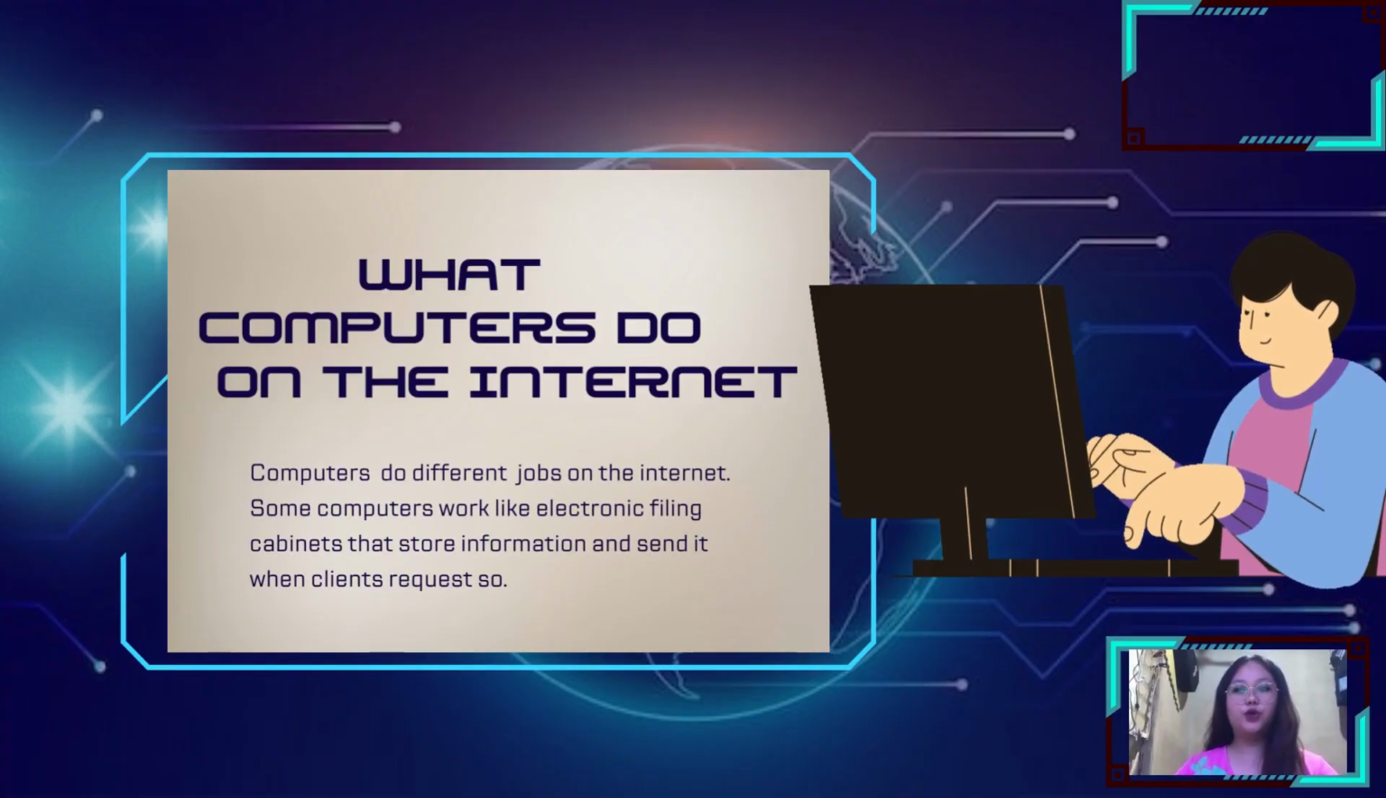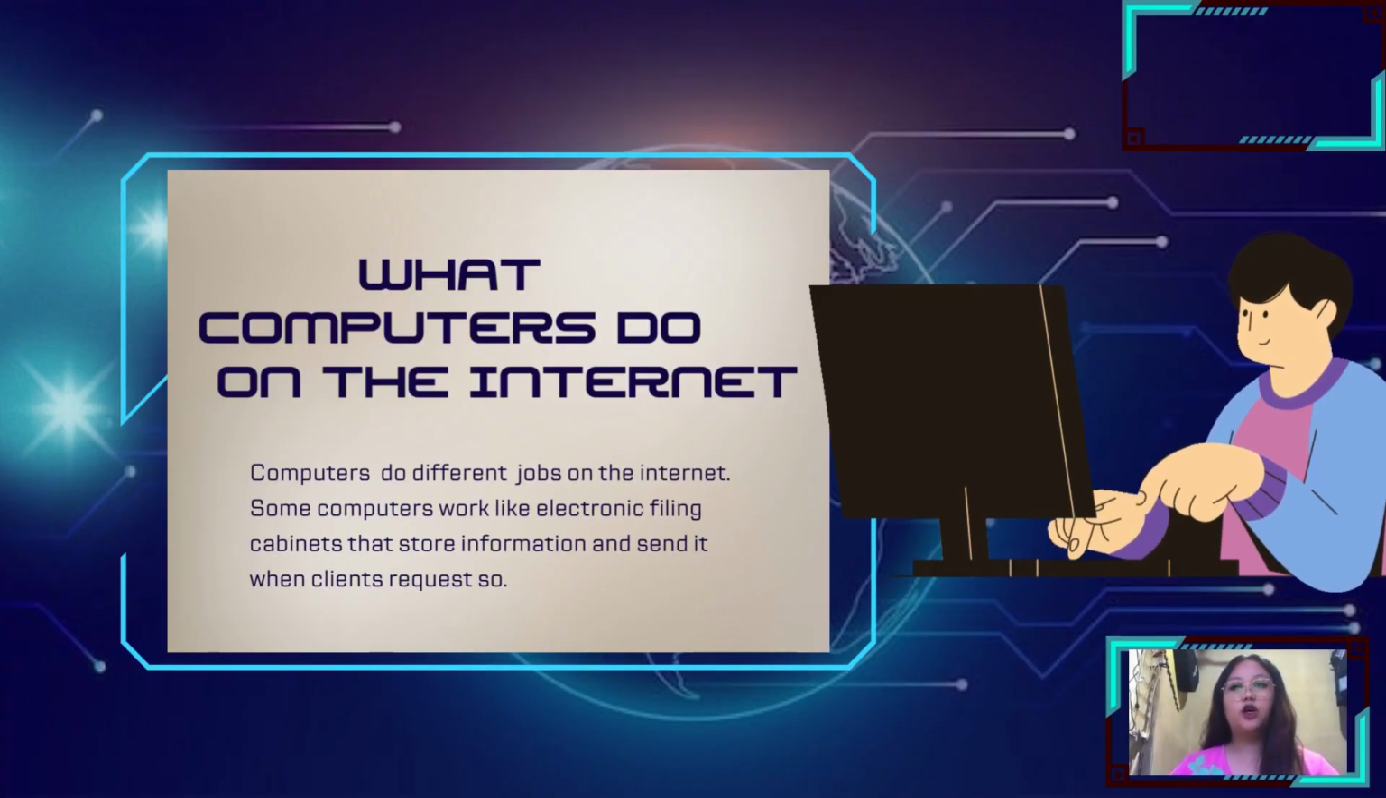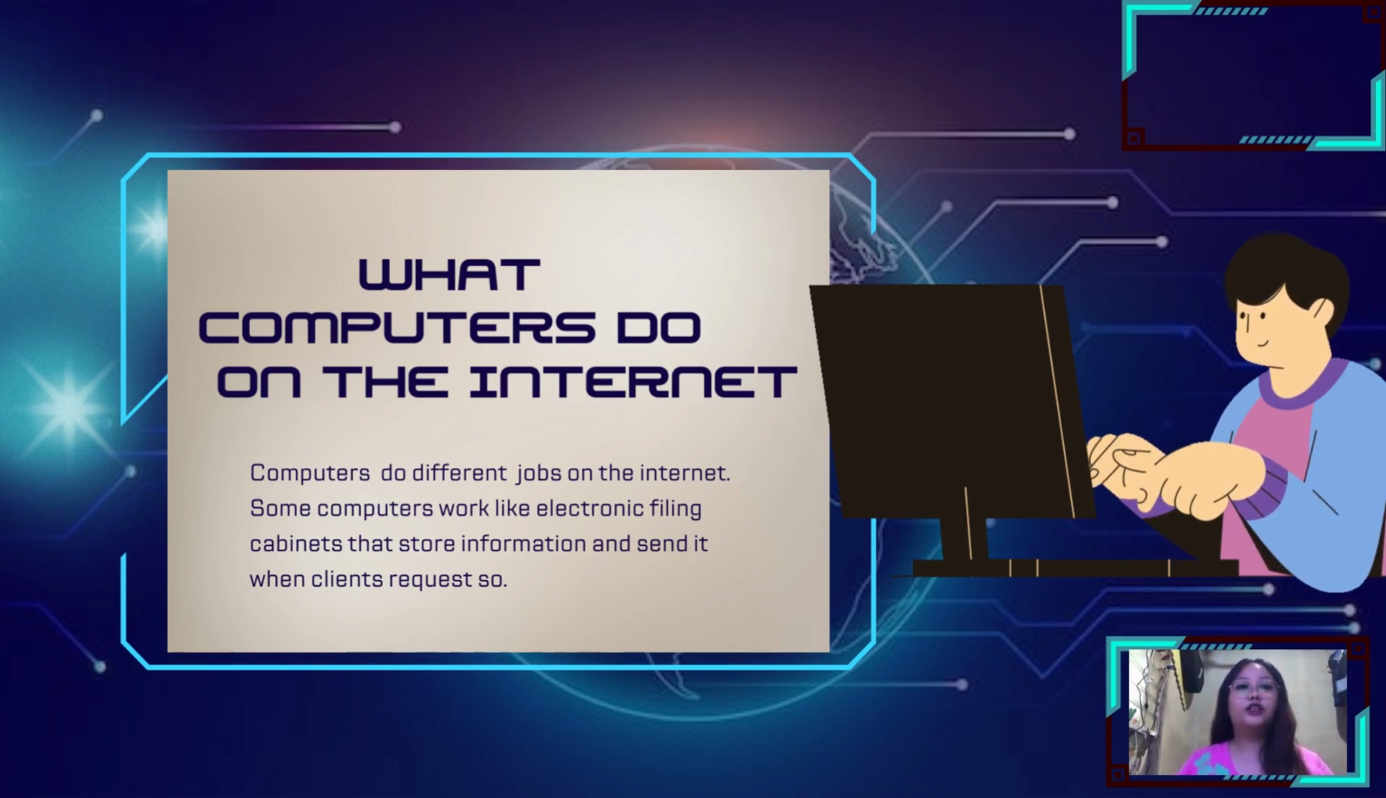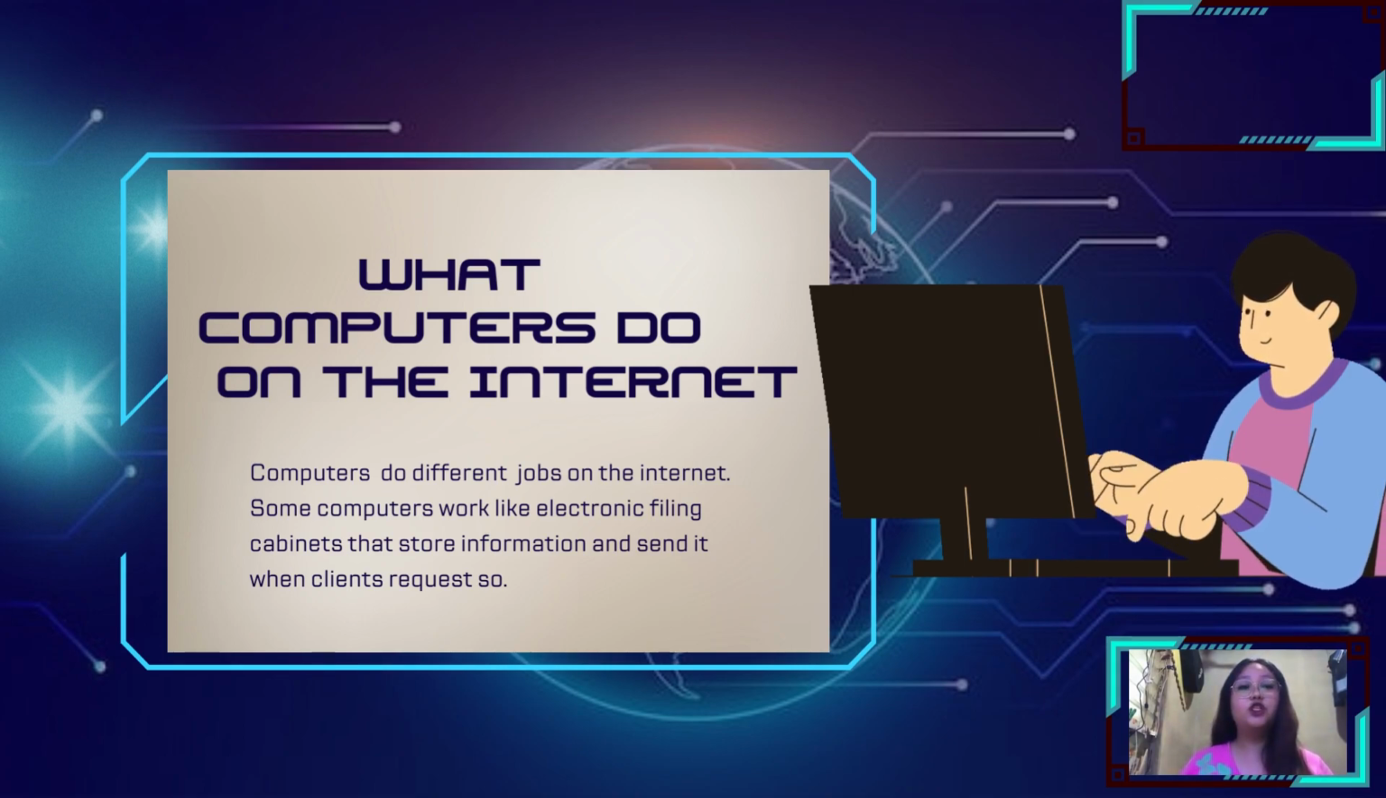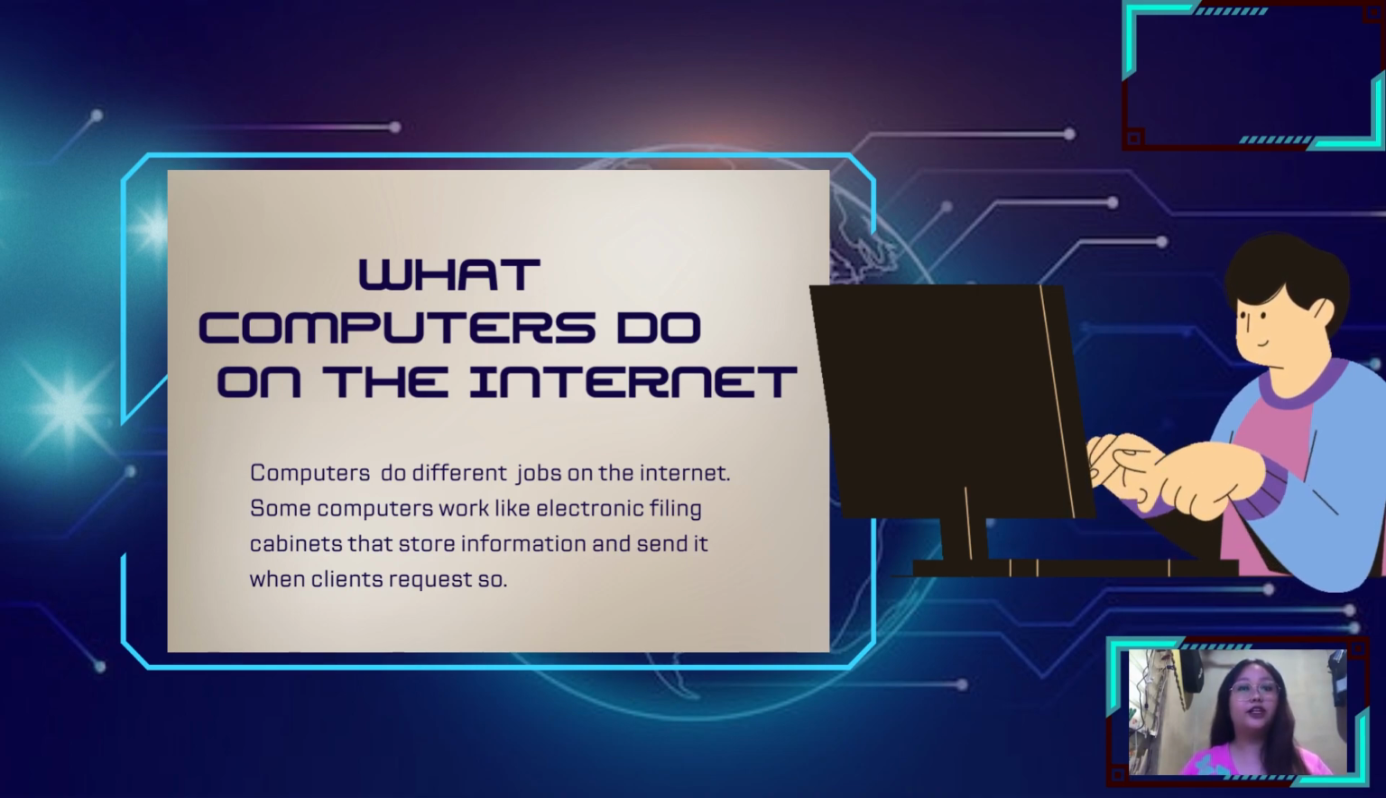What do computers do on the Internet? Computers do different jobs on the Internet. Some computers work like electronic filing cabinets that store information and send it when clients request it. Computers connect and interact with one another via the Internet, primarily utilizing TCP/IP, which means the Transmission Control Protocol and the Internet Protocol.